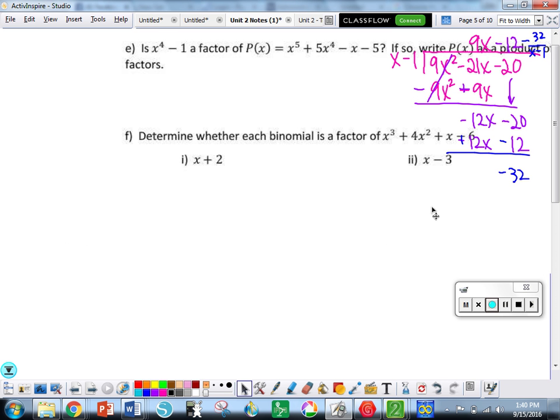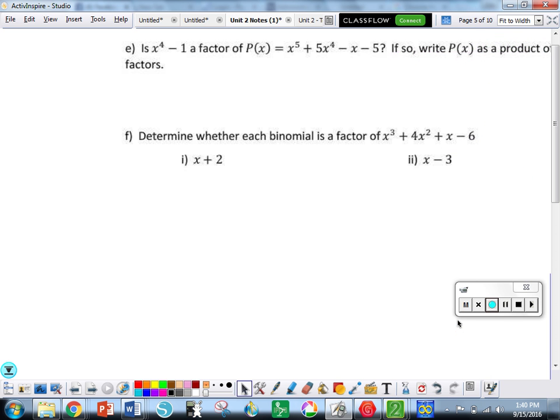This time part D. Are you okay with this? Can I clear it off? What's different about part E from A, B, C, D? It's wording rather than the symbols. What else? I've got an x to the fourth. Now, first of all, it wants to know, is x to the fourth a factor of yada yada?